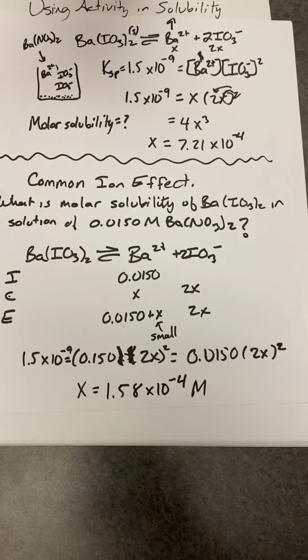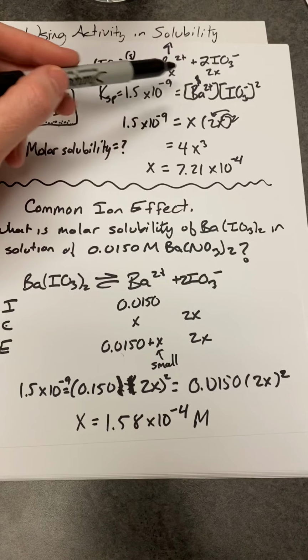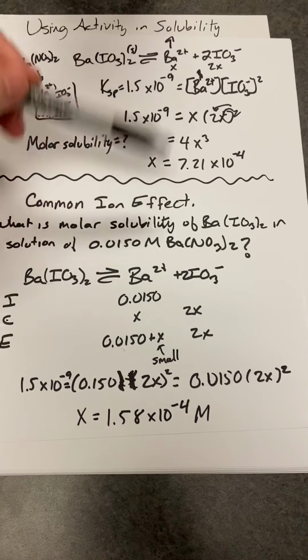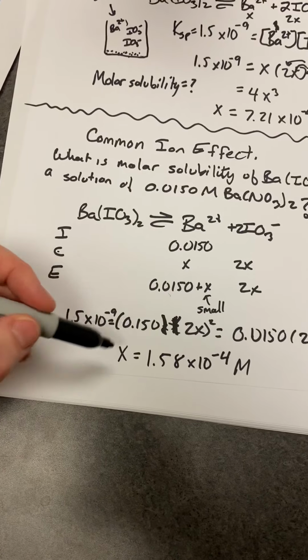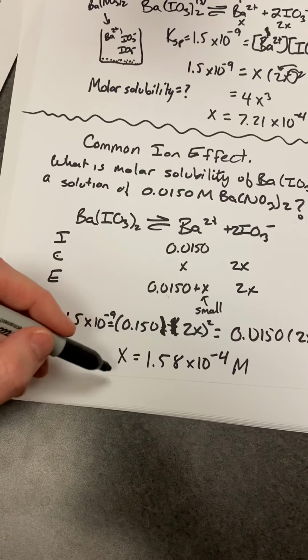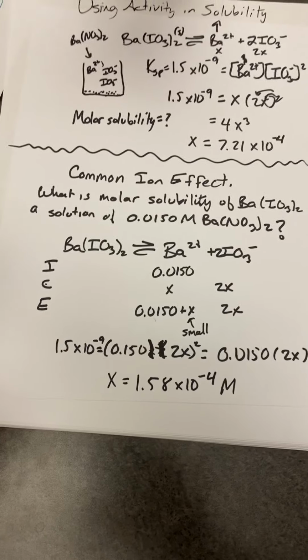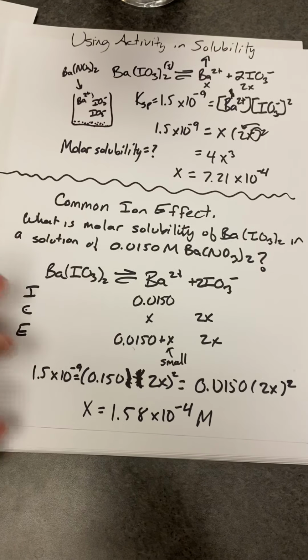And effectively, that proved to us that by adding some more barium to the solution through the barium nitrate here, we have effectively decreased the amount that will actually solubilize inside solution. So that's grand, but we can make it even one step closer to perfection. And that is using activity.